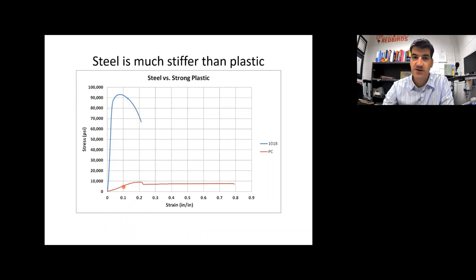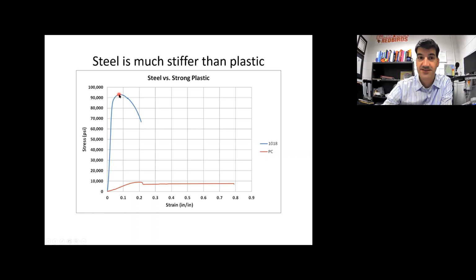Here are a few different curves. So this is 1018 steel. Here's a stress strain curve for 1018 steel. And here's a stress strain curve for polycarbonate, a type of plastic. So you can see that the stress strain curves look very different for steel versus plastic, which you might expect. And you can also, from these stress strain curves, tell that steel is a heck of a lot stronger.